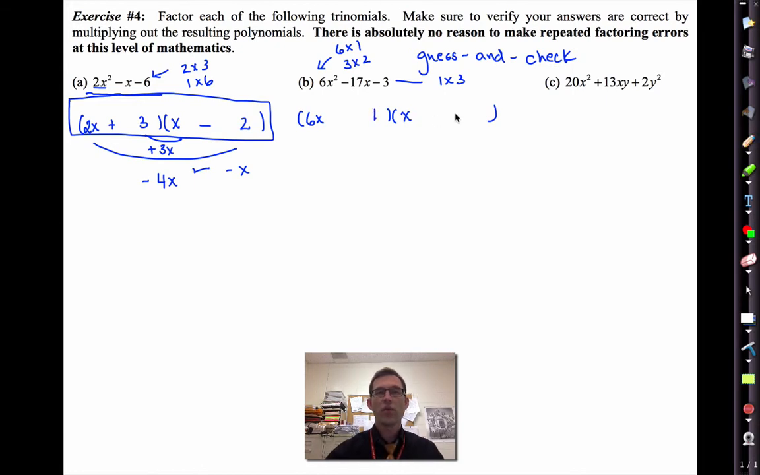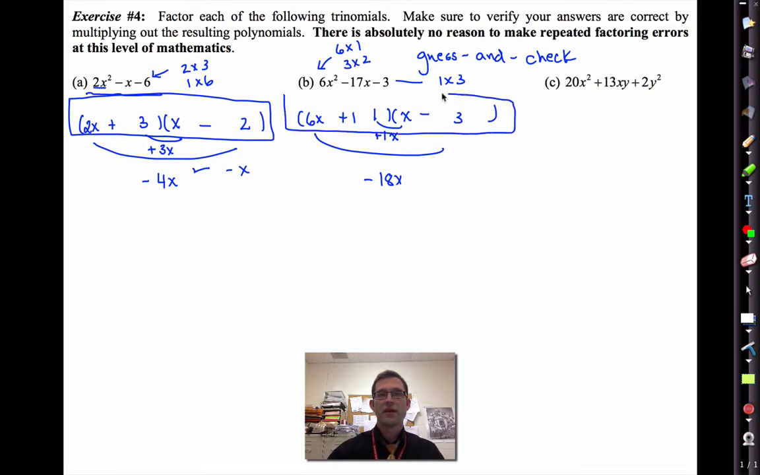But let's try to put the 1 here and the 3 here. Now notice, here we would have 6x times 3, which would be 18x. Here I'd have 1 times x, which would be 1 times x. Now, can I make those into a negative 17? Sure I can, as long as the 18 is negative and the 1 is positive, and I'll get that if that's a negative and that's a positive. There we have it. That kind of looks a little bit like 6x plus 11 and x minus 3, which I did not want. I just want 6x plus 1 and x minus 3.